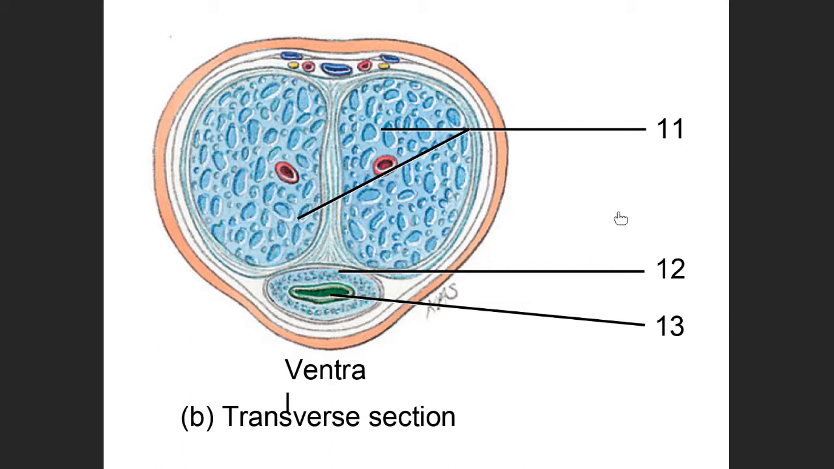This is the cross section of the penis. You can see number 11, both of them are corpus cavernosum. Together we call them corpora cavernosa. Number 12 is corpus spongiosum. And number 13 is the urethra.